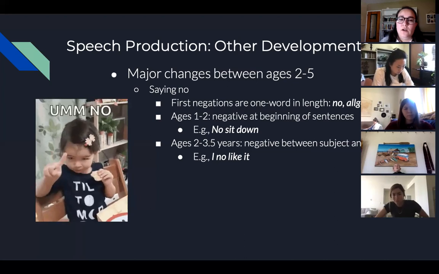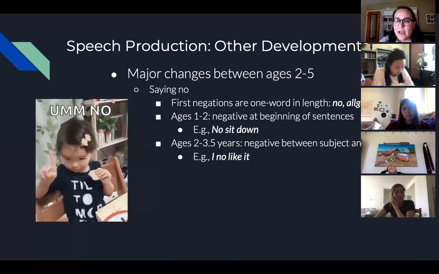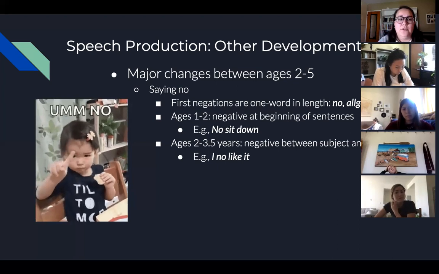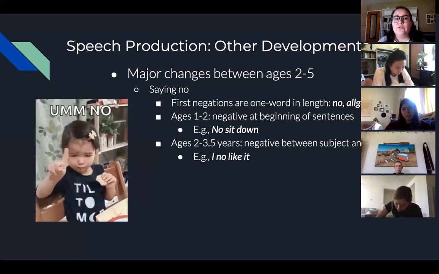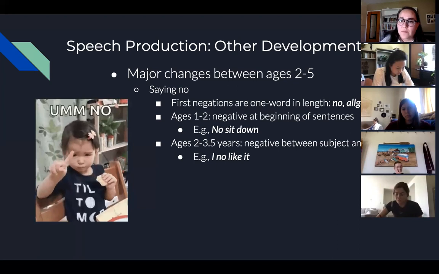And so again, it's around the age of 2 to about 3.5, so really toddler stages, in which they start to learn how to use contractions, but they also start to use these sort of helping verbs. So for example, I know want book, I know have, things like that.